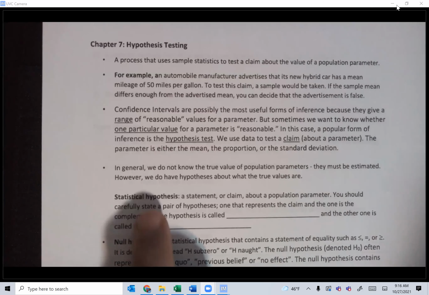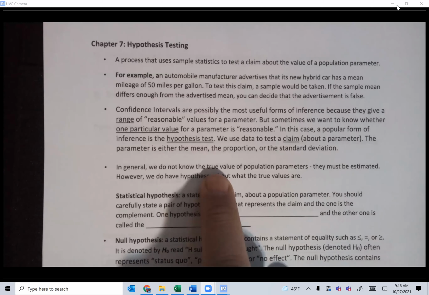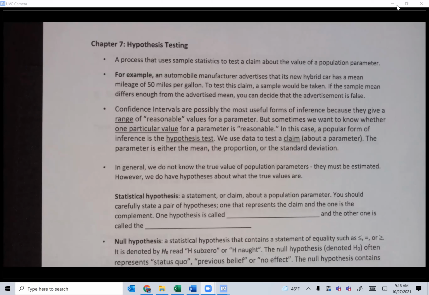In general, we don't know the true value of a population parameter. We don't know what the population means, guys, but we make assumptions about them. Either we can support our assumption or we cannot support our assumption. I mean, the new hybrid car has a mean mileage of 50 miles per gallon. In order to check the entire population that this is true, you would have to check every single hybrid car, so this is just an assumption by the manufacturer.